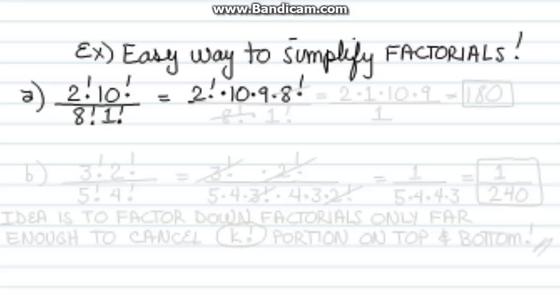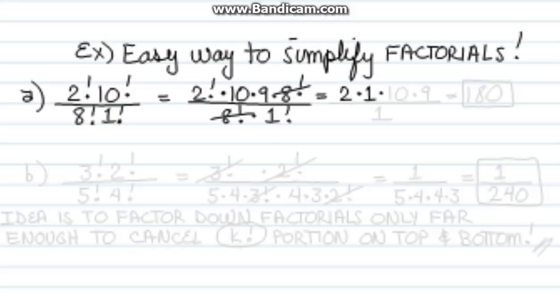10 times 9 times 8 factorial is the same as 10 times 9 times 8 times 7 times 6 times 5 times 4 times 3 times 2 times 1. It's the same thing. I just stopped short. And the reason I stopped there is because there's a factor of 8 factorial in the denominator that will cancel with that 8 factorial. Cancel the 8 factorials.